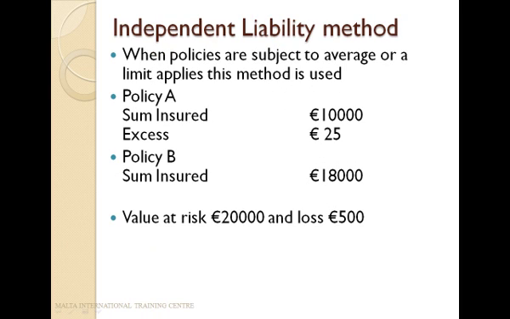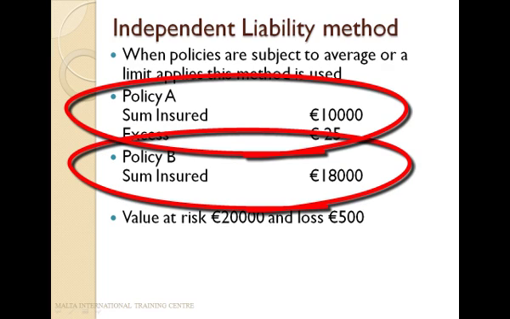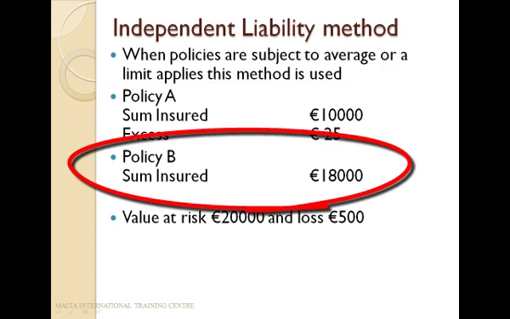When policies are not identical, another method is used to calculate contribution. This is called the independent liability method. In this case, we calculate contribution by calculating what policy A would have paid if it were the only insurer, and we would calculate what policy B would have paid if it were the only insurer dealing with the claim.